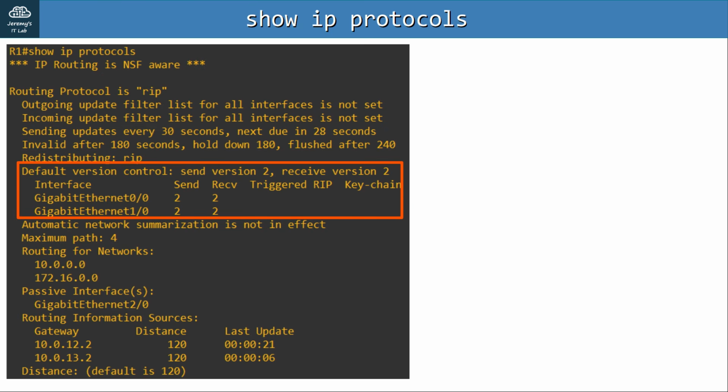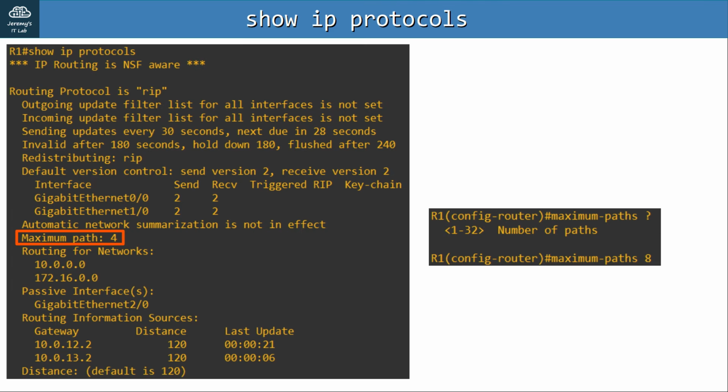Here is some information about the version being used. Notice that it's version 2 as we configured. Automatic network summarization is not in effect. This is because we used the no auto summary command earlier. Maximum paths is 4. This refers to ECMP load balancing. By default, RIP will insert up to 4 paths to the same destination into the routing table if they have the same metric. However, this can be changed.